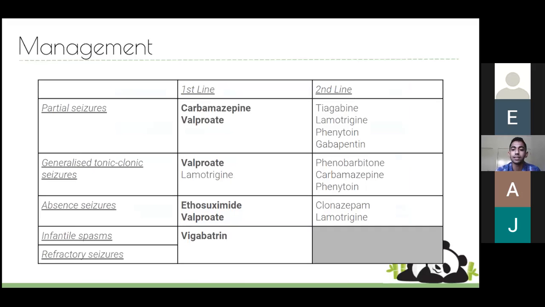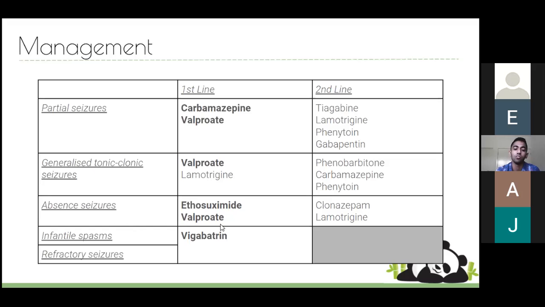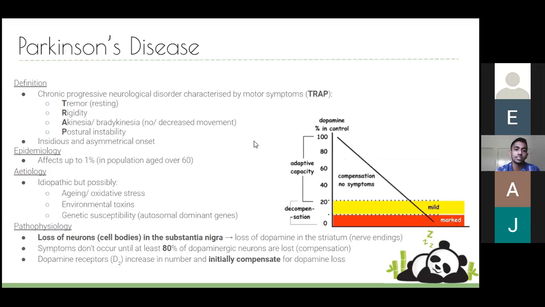Cool. This is a table highlighting what we're going to be using for certain types. So you can see valproate's used pretty commonly. Vigabatrin we haven't talked about, but it's used in these other types of seizures. You don't need to know. Absence seizures, ethosuximide is usually the first choice, or valproate, and carbamazepine in partial seizures particularly. And that's seizures. Any questions?